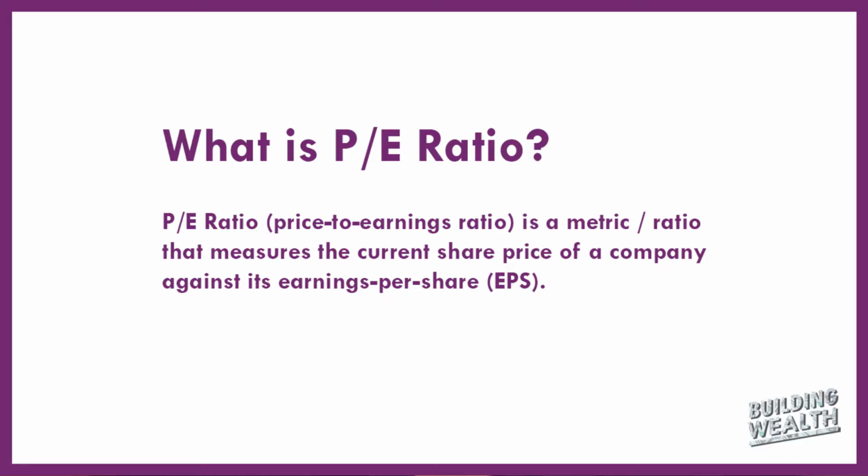So what is this one metric that I'm talking about to help you determine whether a stock is overvalued or undervalued? That metric is called price to earnings ratio, or PE ratio. PE ratio is a metric or ratio that measures the current share price of a company against its earnings per share. Alright, I know that was really confusing with a lot of words that you may not understand, but stick around. I'll go over each of those in detail and I'll give you some examples to put this into perspective.